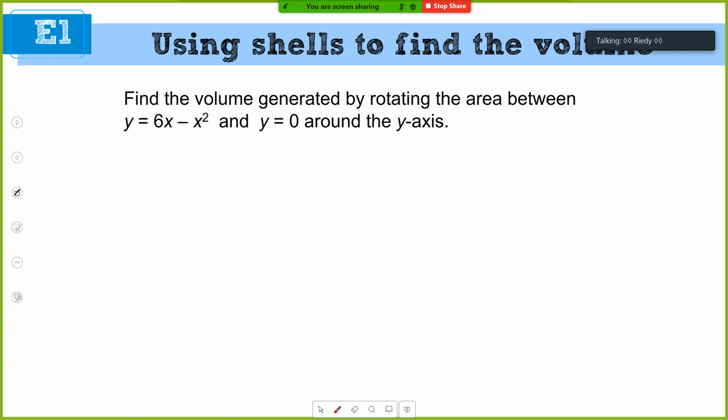So I'm going to talk a little bit while you're doing that. Most of you would realize that that's an upside down parabola. You might not know how the 6x affects it. Graphing it will give you a better picture of what's going on here. What is y equals 0 also known as? The x-axis, correct.